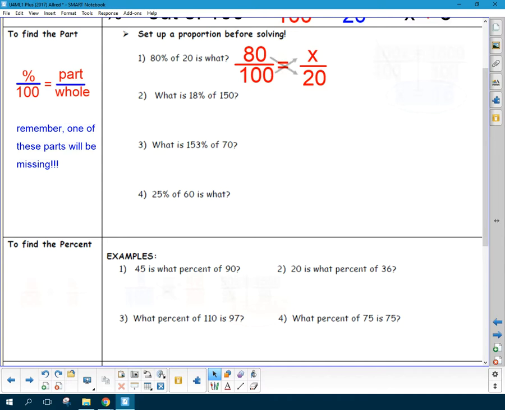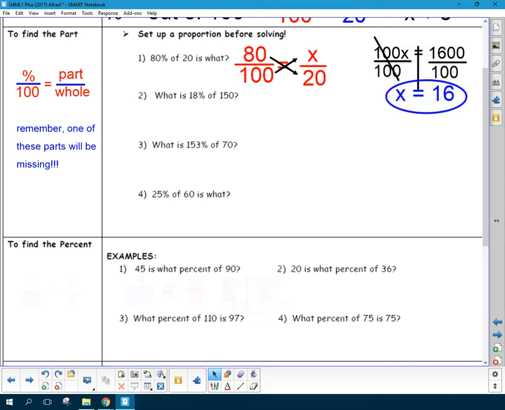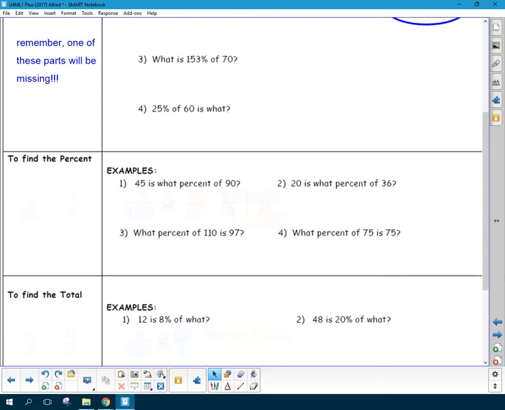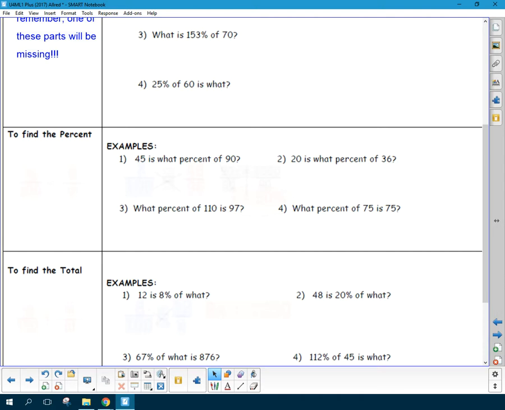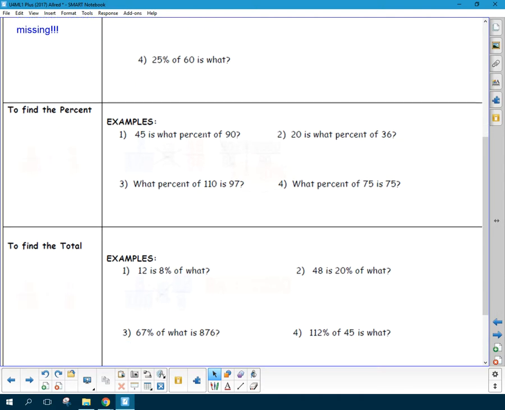I'm going to cross multiply. 100 times x is 100x. 80 times 20 is 1600. When you divide both sides by 100, you can determine that x is worth 16. So 16 is 80% of 20, just like we were trying to find from the very beginning. Okay, that was one example of finding the part. Edpuzzle is going to ask you what you think 18% of 150 is. Go. Awesome job. Edpuzzle should have told you if you were right or wrong. So now you can move on to this one.